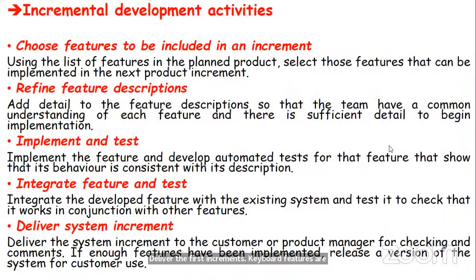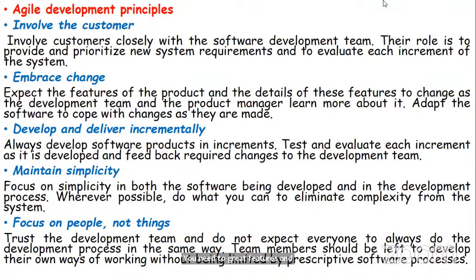So, incremental development activity. What do you do during this incremental development? The first thing is to choose the features to be included in an increment. Using the list of features in the planned product, select those features that can be implemented in the next product increment. So you refine the feature descriptions, implement and test, integrate features and tests, and deliver the system as shown in the figure shown earlier.